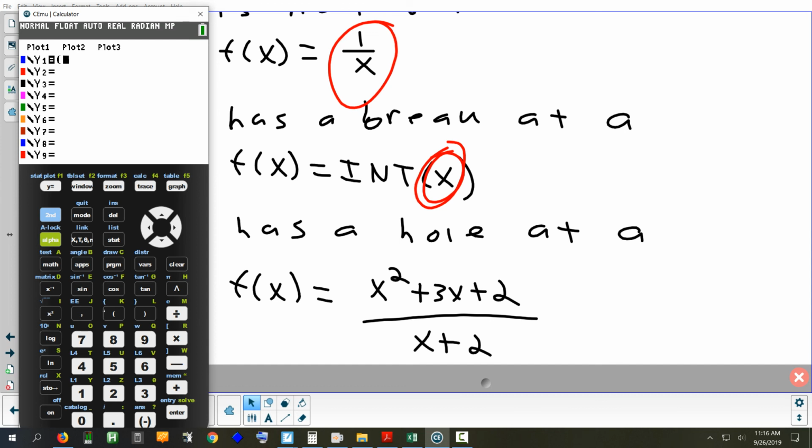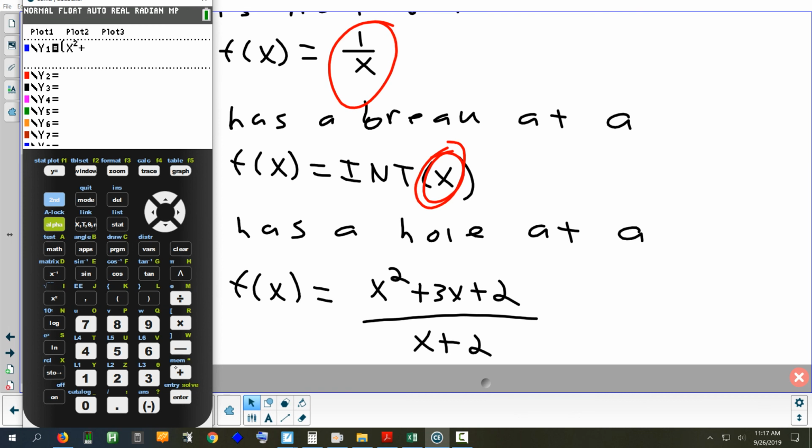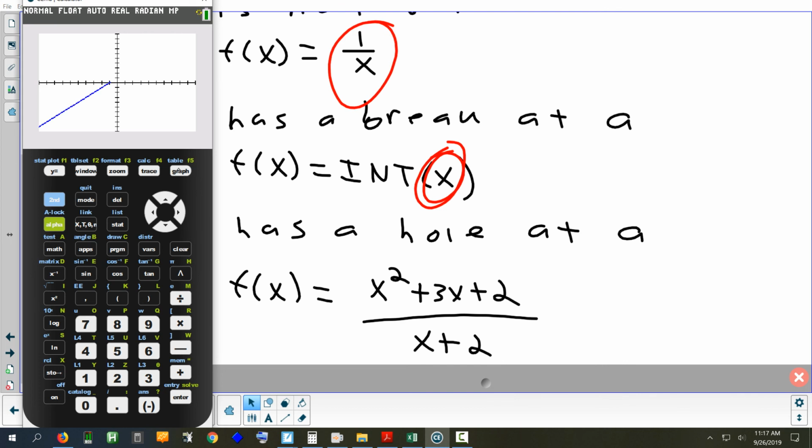Now, you might say, well, that's kind of like the first one. It's an undefined value. It is, but it looks totally different. You can't see it. So it's kind of like a special case of the first one. It is undefined, but let's look at it. All right, so x squared plus 3x plus 2 divided by x plus 2. Okay, so remember, -2 you can't use. Do you notice anything weird at -2, looking at that graph?